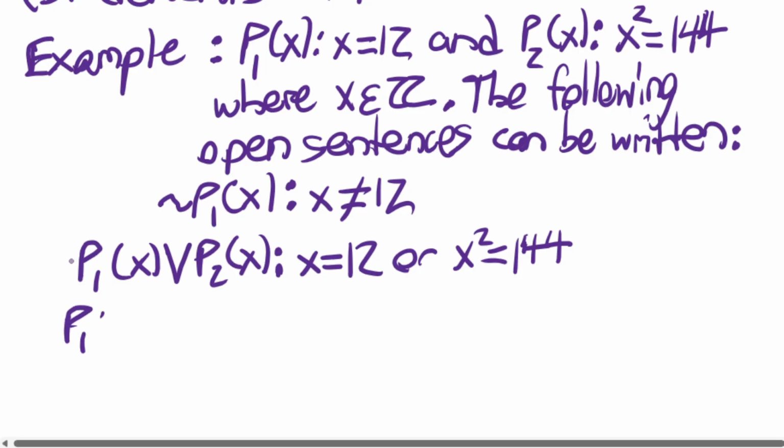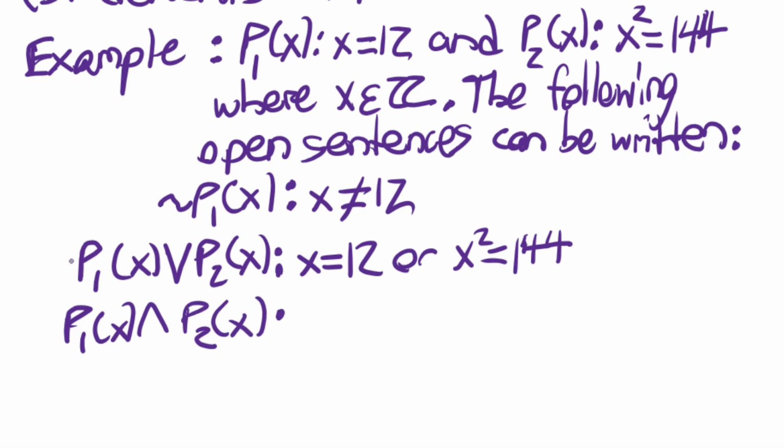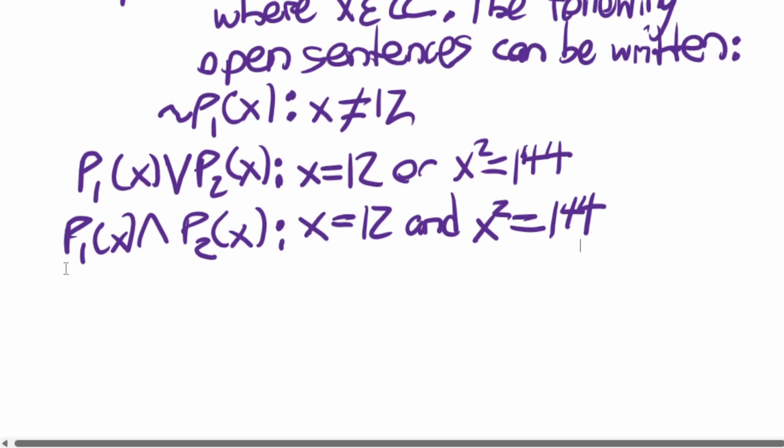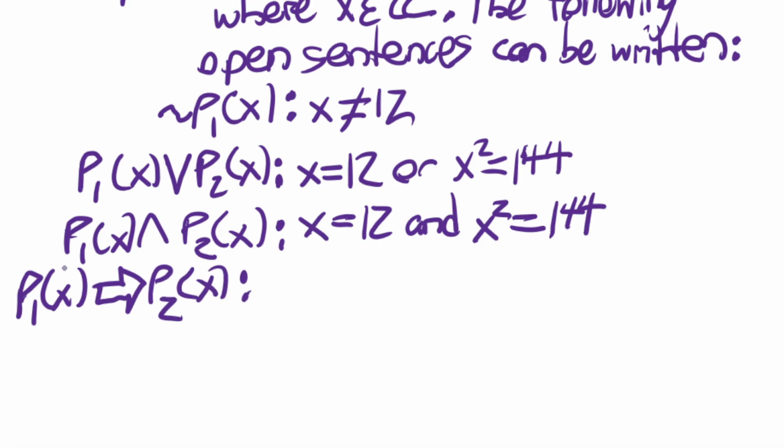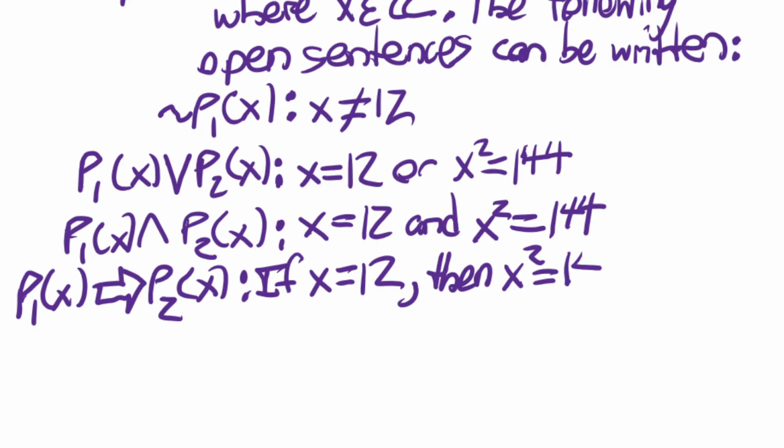Or if we were to look at the conjunction of P1x and P2 of x, it would be x equals 12 and x squared is 144. Or if we were to look at P1x implies P2x, we would write it as if x equals 12, then x squared equals 144.